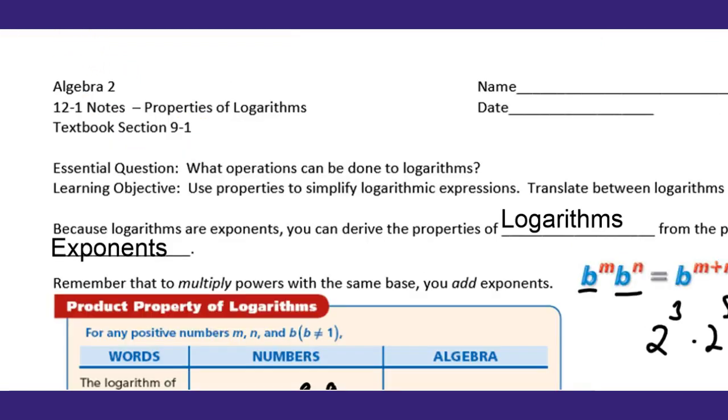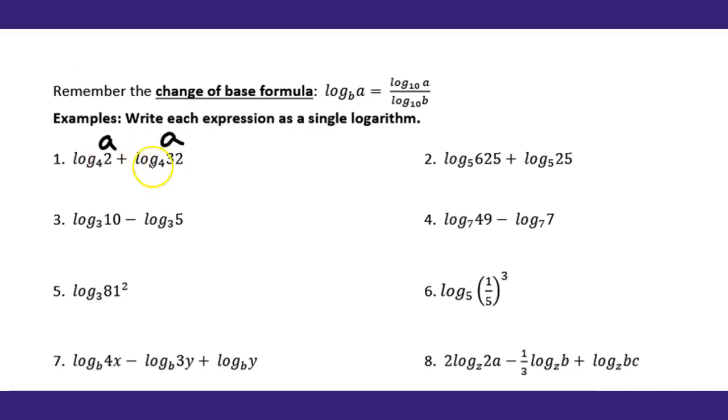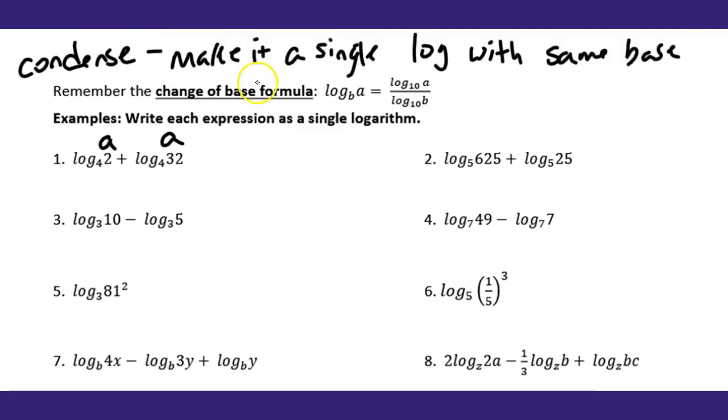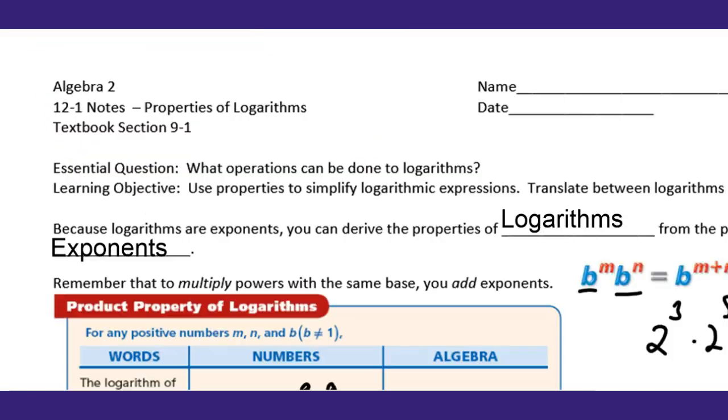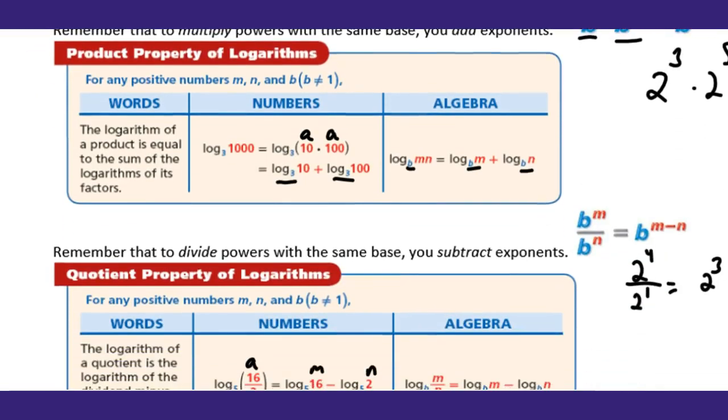Let me make sure y'all understand that. Right here we're condensing. This is expanded. We're going to condense it. To condense it, we make it into a single log, specifically a single log with the same base. So when I do that, back to the rule. Let me go back to the rule one more time just so you have a reference.